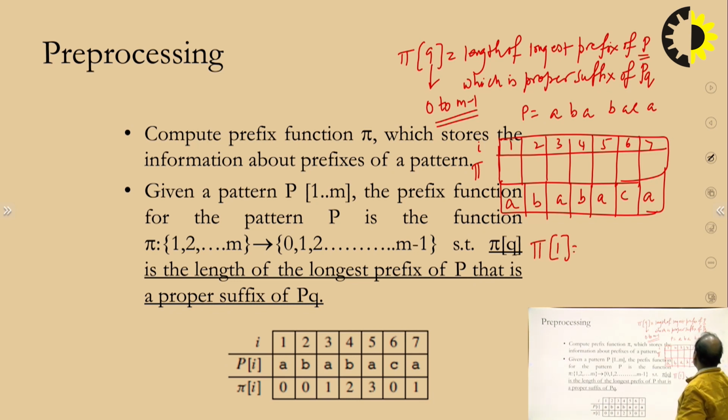Let us compute pi 1. In order to compute pi 1, see this definition. We are placing q as 1. The length of the longest prefix of p is what we check, which is a proper suffix of pq. So we check the proper suffixes of p1. P1 is here A. What are its proper suffixes? A has two suffixes, A and epsilon. But if you are interested only in proper suffixes, that is epsilon, so its length is going to be 0.